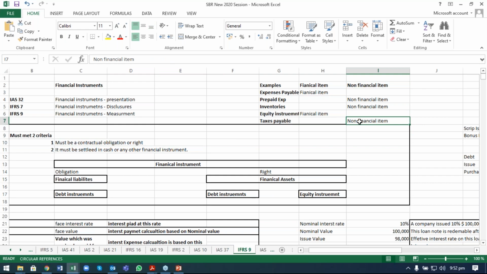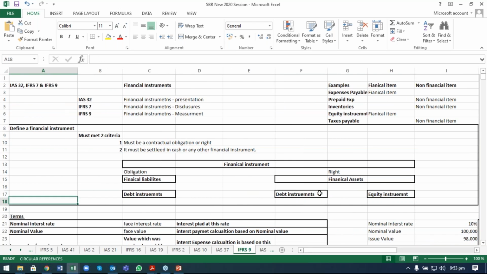I hope this is pretty clear to everyone how financial and non-financial items were bifurcated. If you're looking at financial instruments, they are basically financial obligations or financial rights, contractual obligations, contractual rights. If it is a contractual obligation, that always results in a financial liability, and debt instruments issued by a company are always financial liabilities. Any debt instrument that was acquired is a financial asset, and equity instruments are always considered a financial asset, because you are going to purchase an equity instrument of another company, so you can consider that as a financial asset.